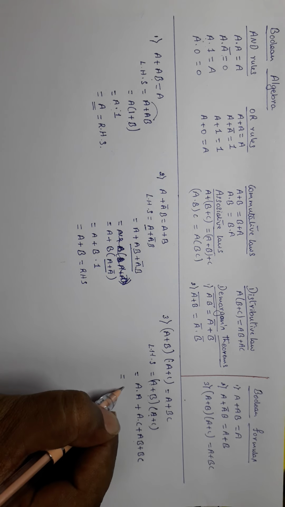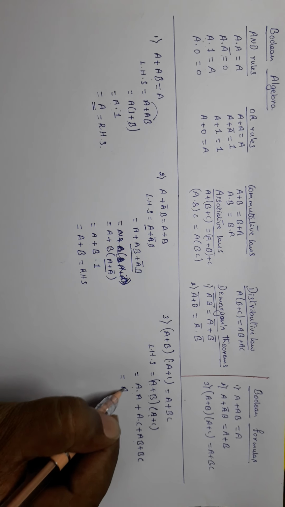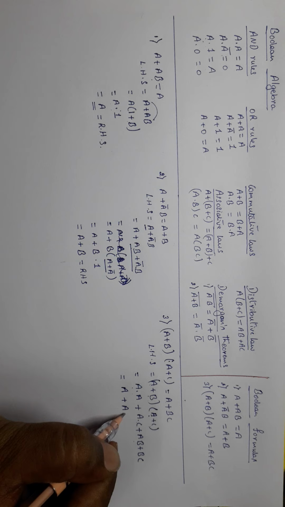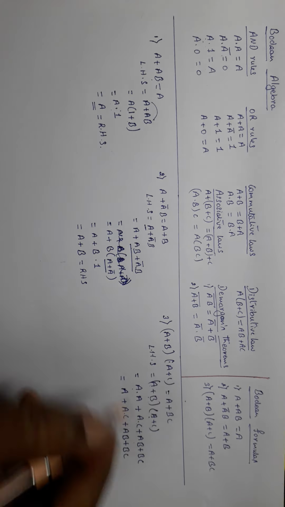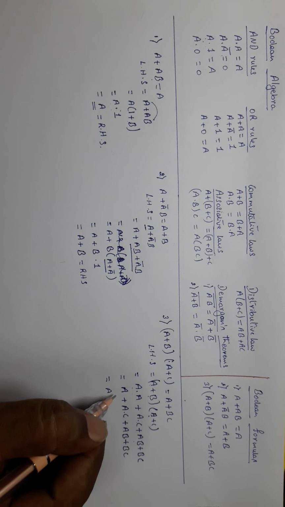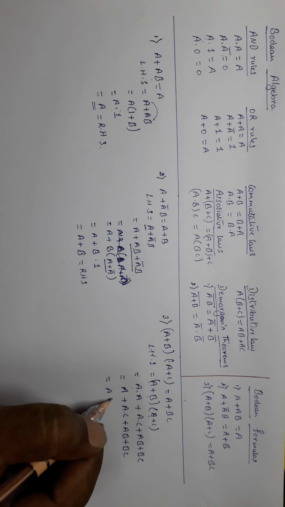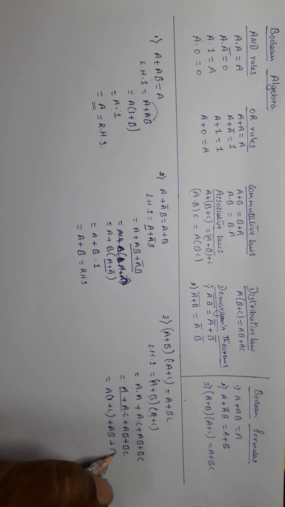That equals A into A, you know A into A equals A. We can write A plus AC plus AB plus BC. That equals A. We can take the A common in these terms, A into 1 plus C plus AB plus BC.